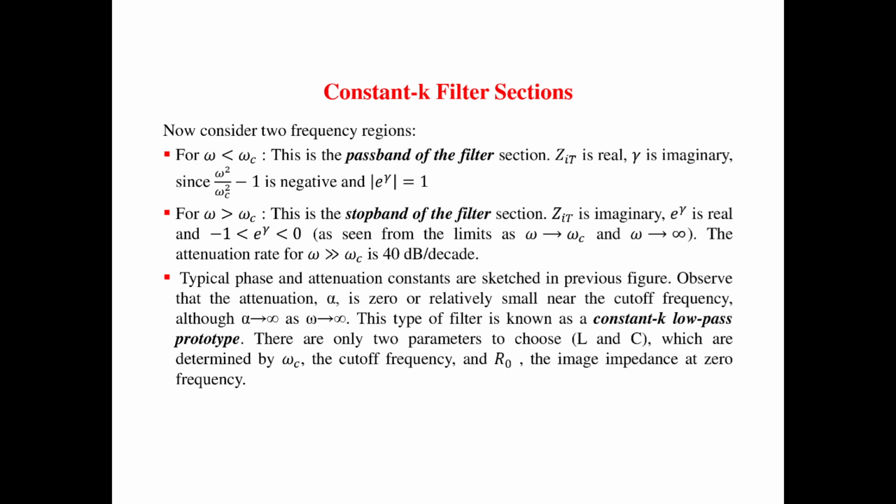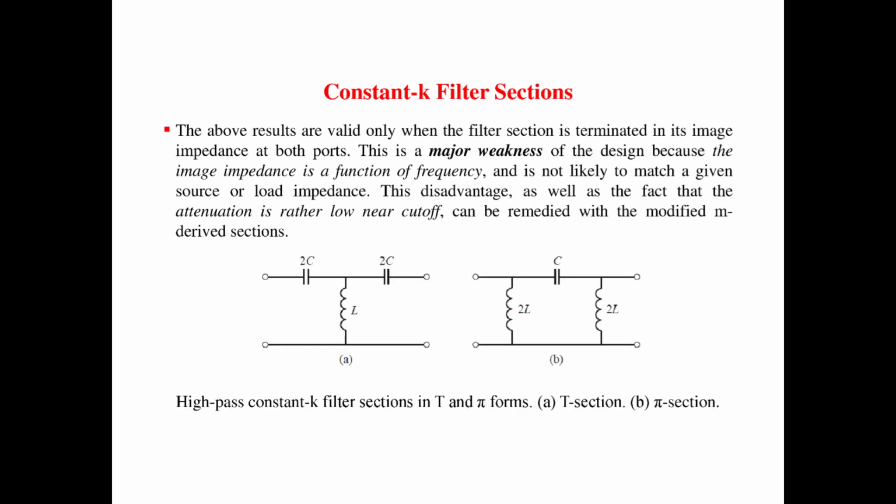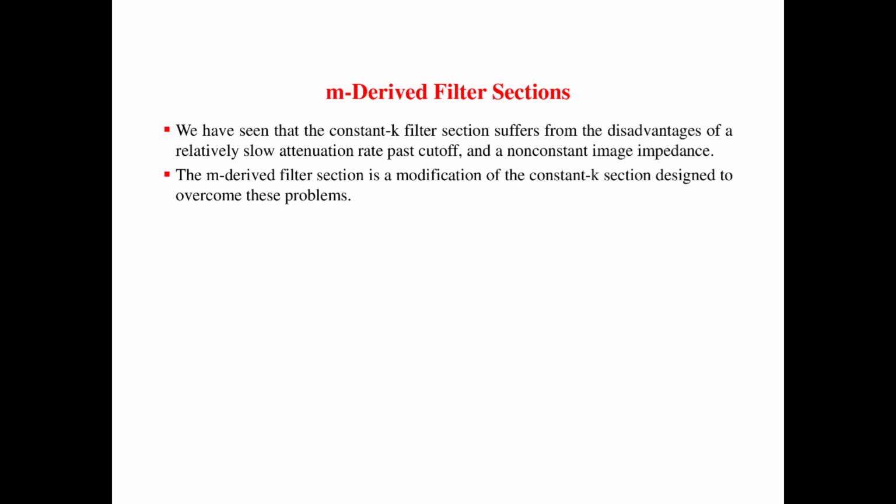There are only two parameters to choose, L and C, which are determined by omega C, the cutoff frequency, and the image impedance at zero frequency. The above results are valid when the image filter is terminated by the image impedance. This is the major weakness of the design, because the image impedance is a function of frequency and is not likely to be equal to the given source or load impedance. The disadvantage of this filter is that attenuation is rather low near cutoff, with remedies in the M derived section.